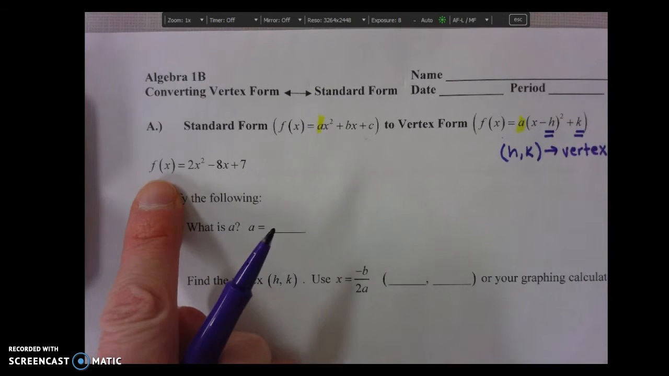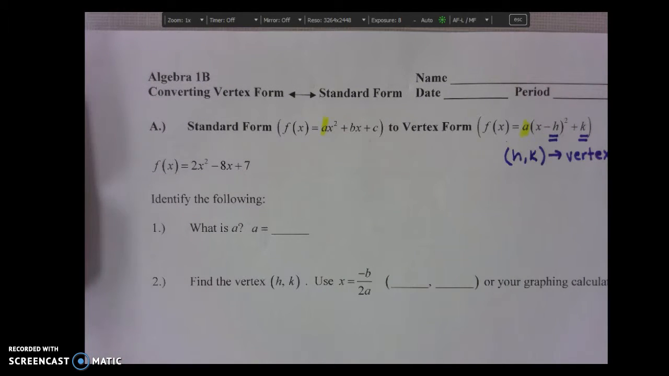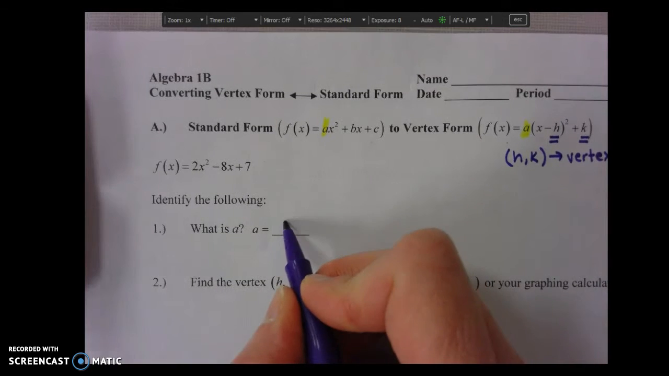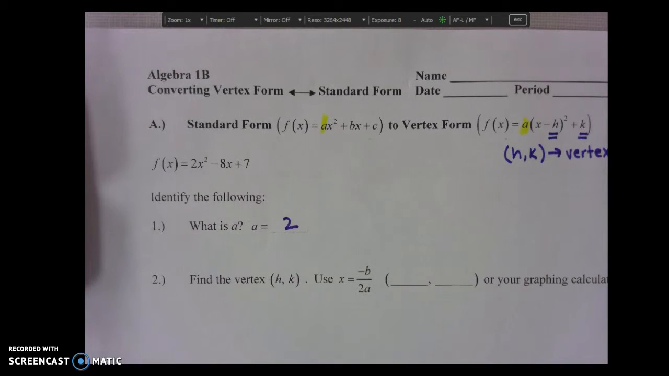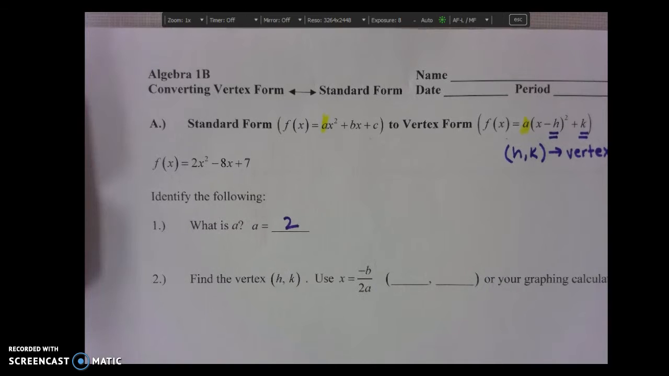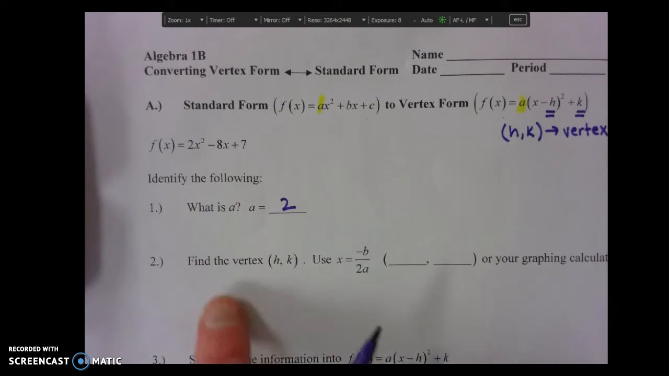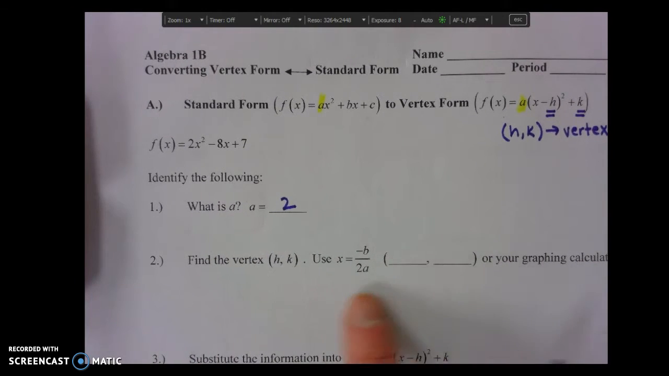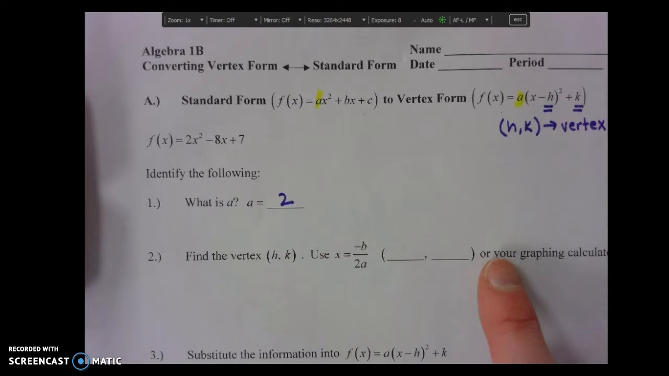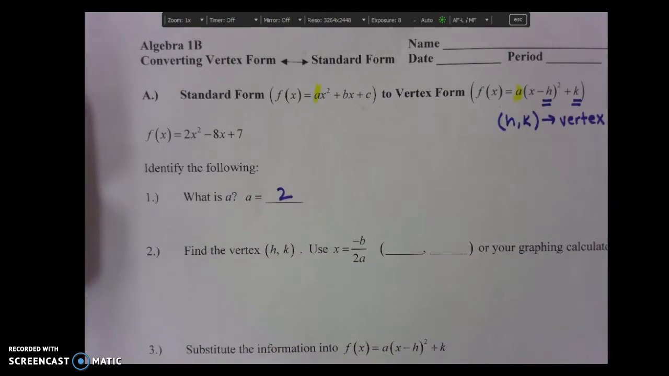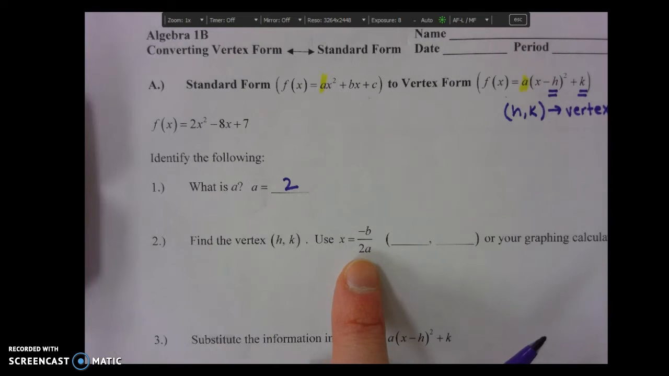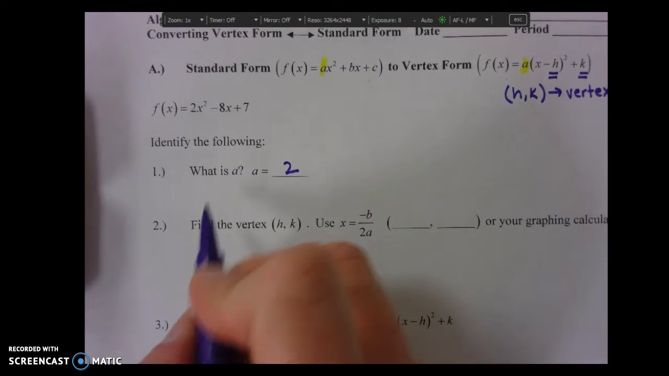So first of all, be able to identify an equation, look at it and go, that's in standard form. So who's A? 2. Perfect. I've got one of the things that I need. Check. Next, we want to find the vertex. Again, you have two choices. You can use the equation or you can use our graphing calculator. I will do both. You only need to choose one. So we will do both. Let's do it the algebra way, then we'll do it the calculator way to check our work.